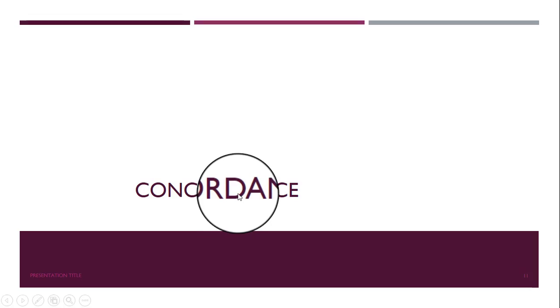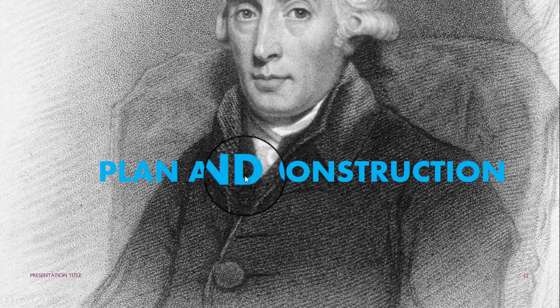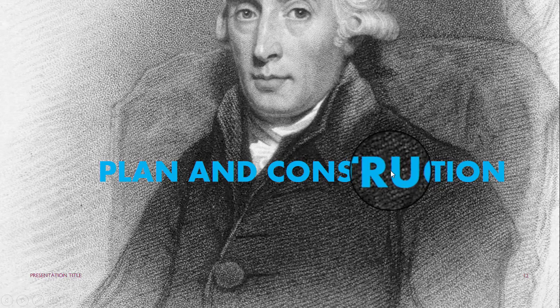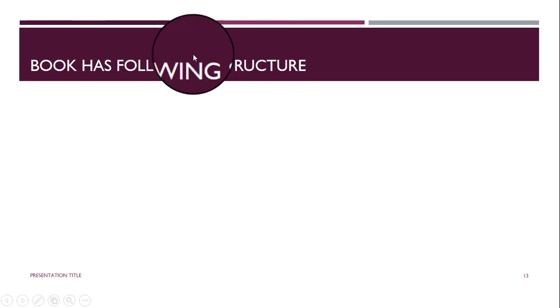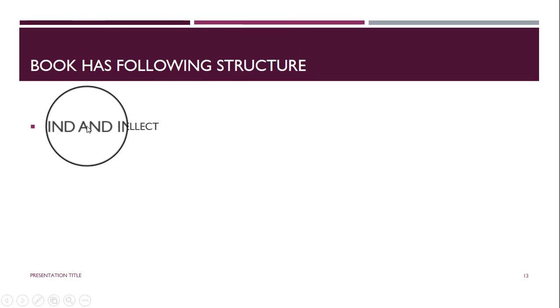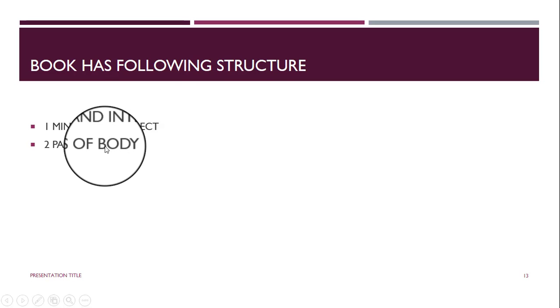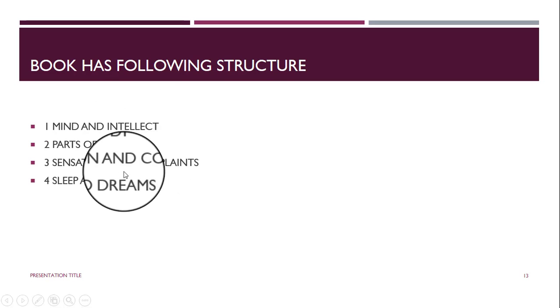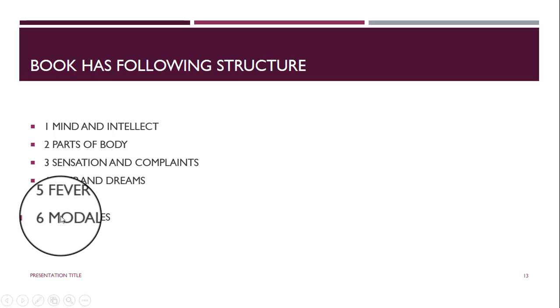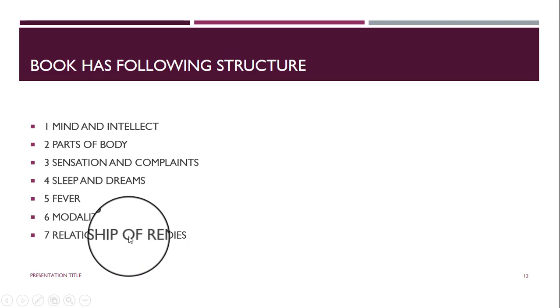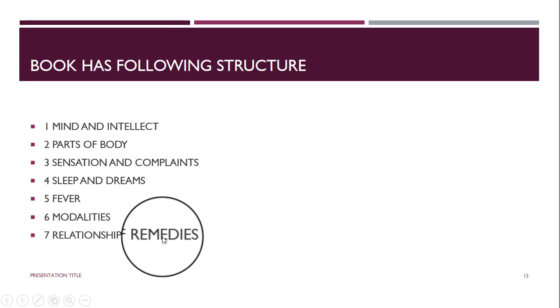Now next we'll discuss about the plan and construction of BTPB. So let's talk about it. So the whole book can be divided into 3 components: location, sensation, and modalities. And his book has the following structure. First, as you can see here on the screen, mind and intellect. Second, parts of the body. Third, sensation and complaints. Fourth, sleep and dream. Next is fever, then modalities. And the last is relationship of the remedies. So this is the basic structure of his book, that is Plan and Construction.